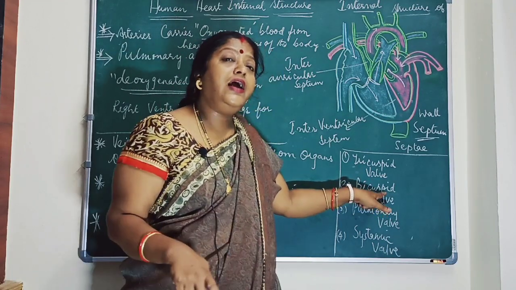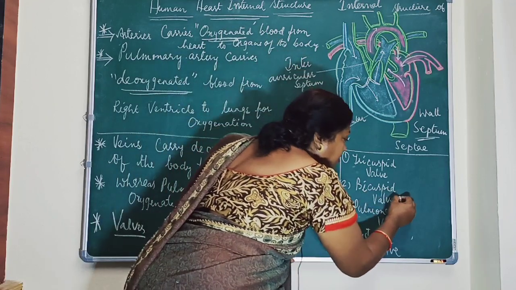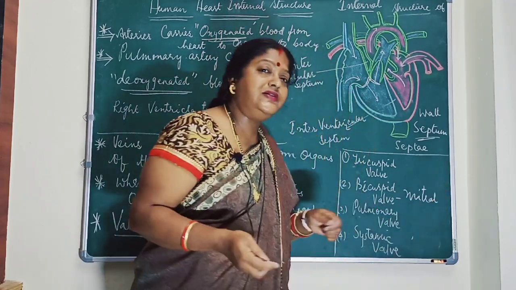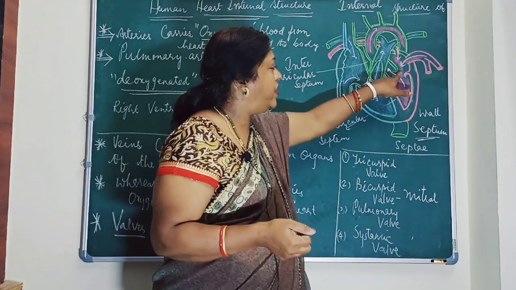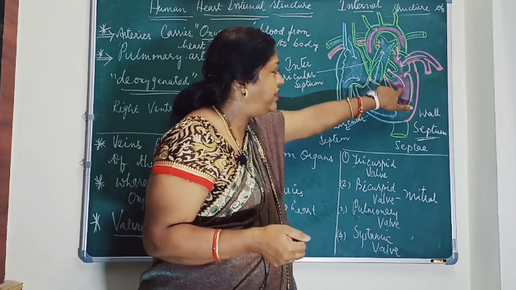Bicuspid valve, it has two cusps, okay, so it is called bicuspid valve. It is also called mitral valve, and this is present at left auriculoventricular aperture here, and it allows the blood to flow from left auricle to left ventricle.